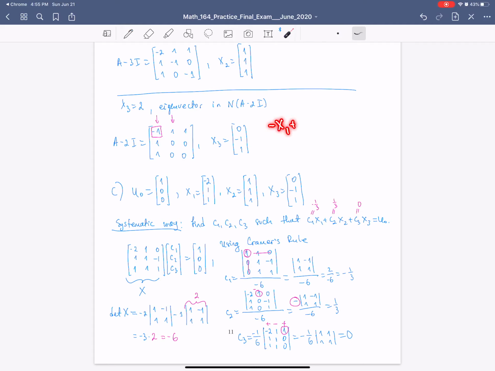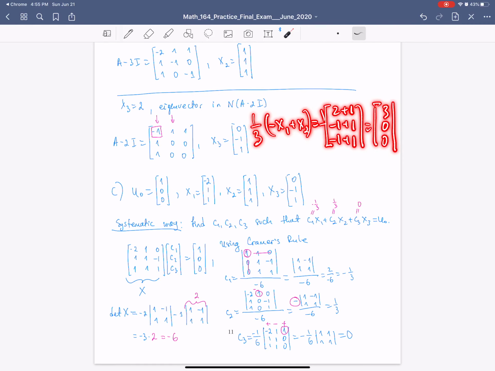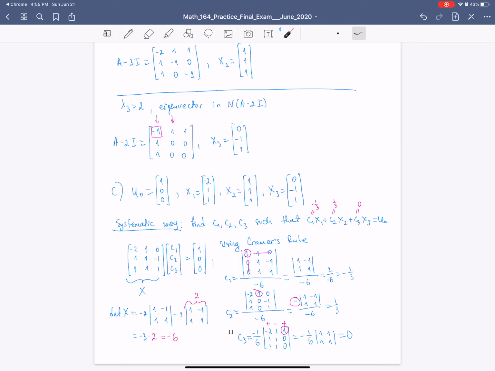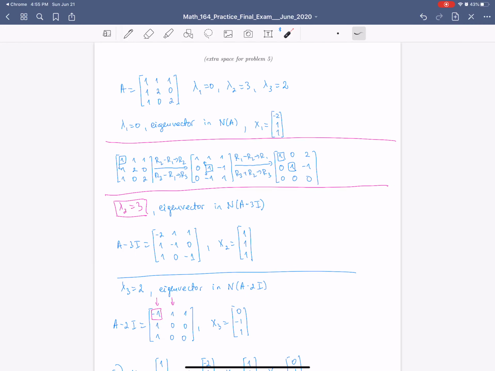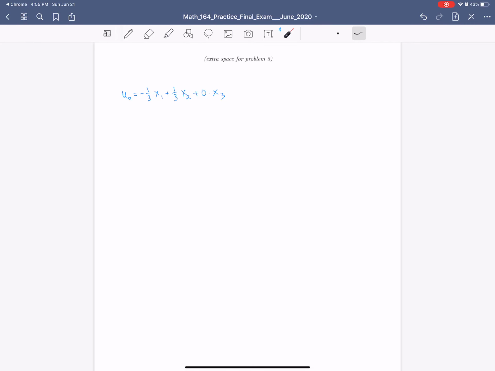Minus x1 plus x2 equals 2 plus 1, minus 1 plus 1, minus 1 plus 1. That's definitely 3, 0, 0. So if we divide everything by 3, we're going to get 1, 0, 0. So that's definitely correct. And now let's go back to the problem. Now we need to look at what is U_k. So U sub k is 1 third of A to the power k U 0. Okay, so let me write that.